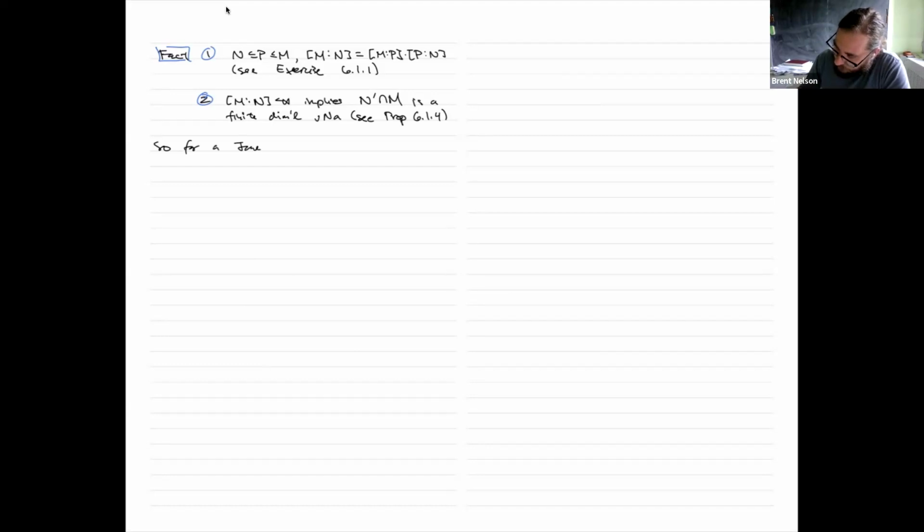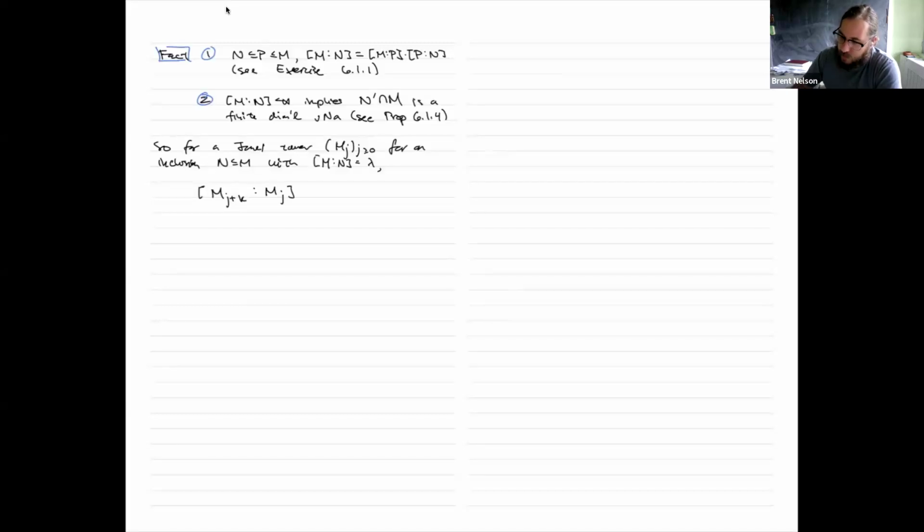Okay. So now, if I consider the Jones tower M_j, j greater than or equal to 0, for an inclusion N inside M, say with index equal to lambda, then I can use the first fact to say what the index of, let's say, M_{j+k} over M_j is. I can write this as a product of intermediate indices.